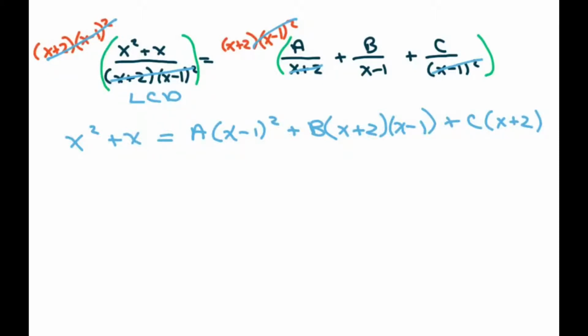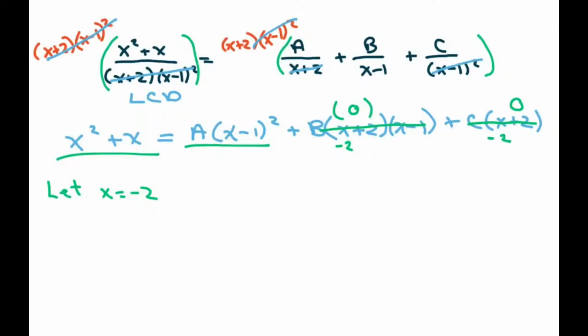Now, the first thing I'm going to do is let x equal negative 2. The reason being for that is if I plug in negative 2 here and negative 2 here, these will zero out. This will be a 0. This part will be a 0. So this whole thing cancels out, and we're just left with these two parts. And we can solve for A.